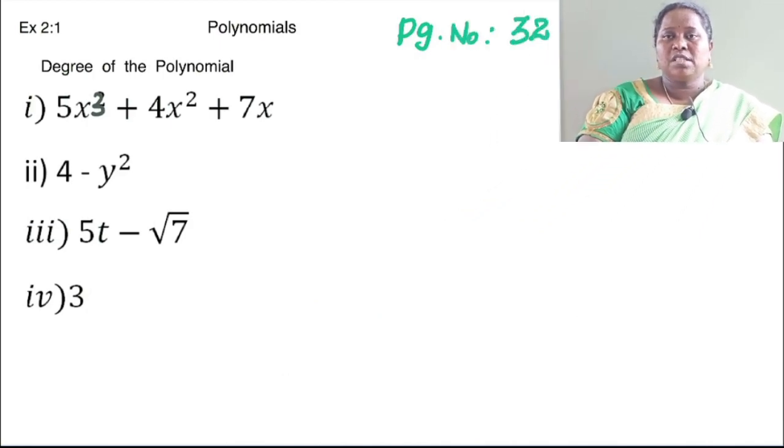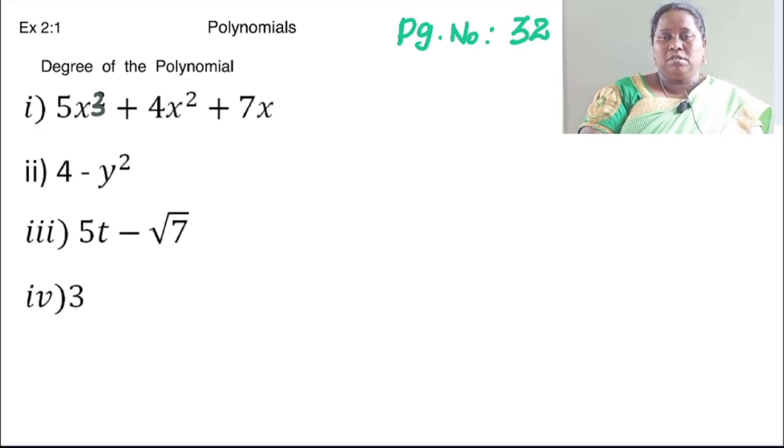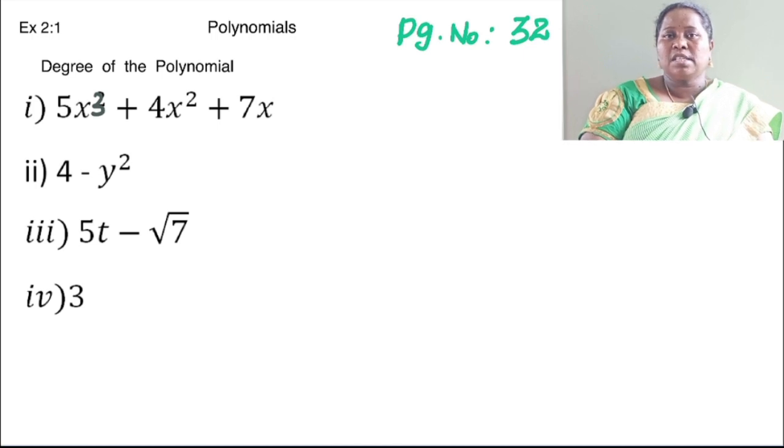In the last section we have seen what a polynomial is. A polynomial is nothing but a combination of constants and variables. If the polynomial has only one variable, that is called a one-variable polynomial.